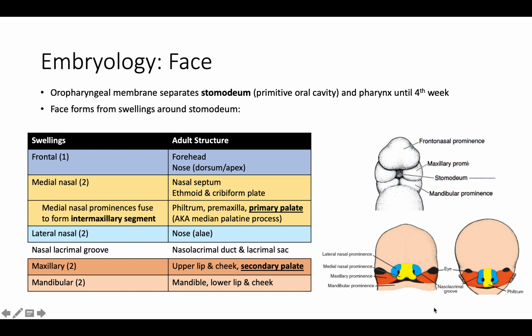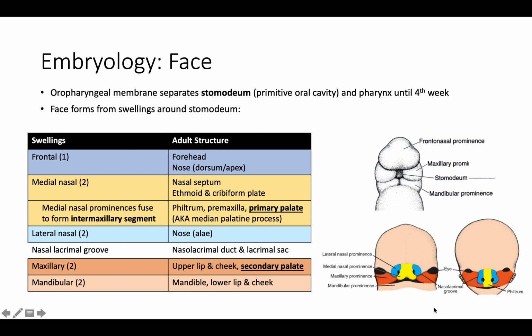So first there's going to be some swellings that lead into adult structures. So we've got a frontal swelling leading to our forehead, a medial nasal swelling, and that leads to the nasal septum and ethmoid and cribriform plates. And then the medial nasal prominences fuse to form that intermaxillary segment. And that's going to be the primary plate, which would be the median palatine process, as well as premaxilla and philtrum. Then our lateral nasal swelling will become the nose.